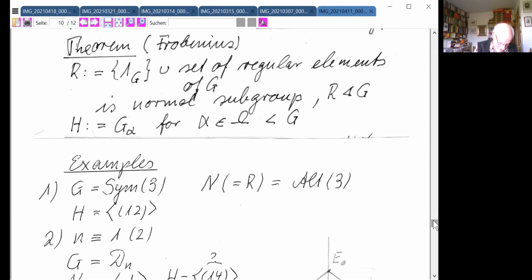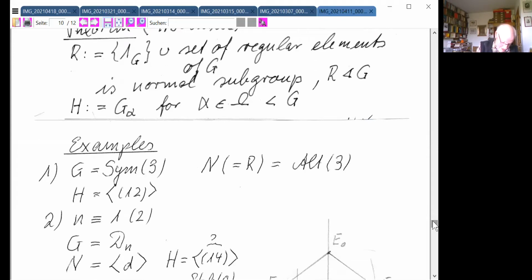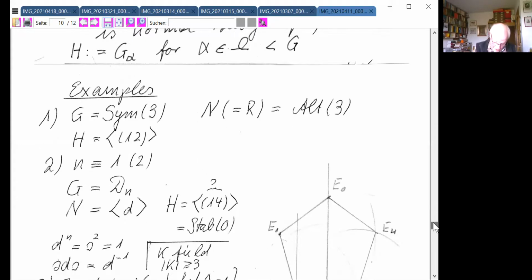This is a Frobenius group. The Frobenius kernel is the alternating group, and any one of the transpositions generates a cyclic group of order 2 and is a Frobenius complement. The second is also very simple.